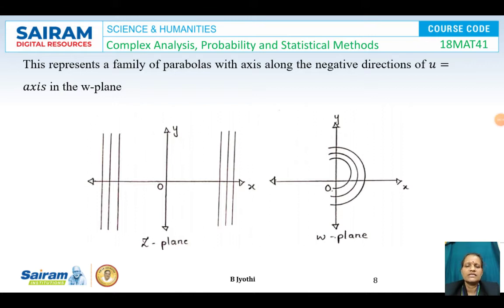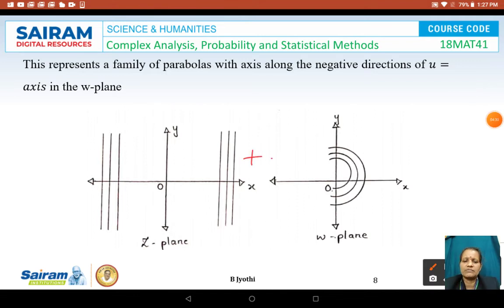So, it is representing the family of parabolas with the axis along the negative direction of the u axis in the w plane. This is the z plane. In this, we have taken x is equal to a constant, that is a positive constant. This is what it is represented. This is plus a and here it is minus a. Whether it is plus a or minus a, we get the parabolas in this direction itself, because the power of a is even, therefore we will be getting the same equation of the parabola, a family of parabolas.